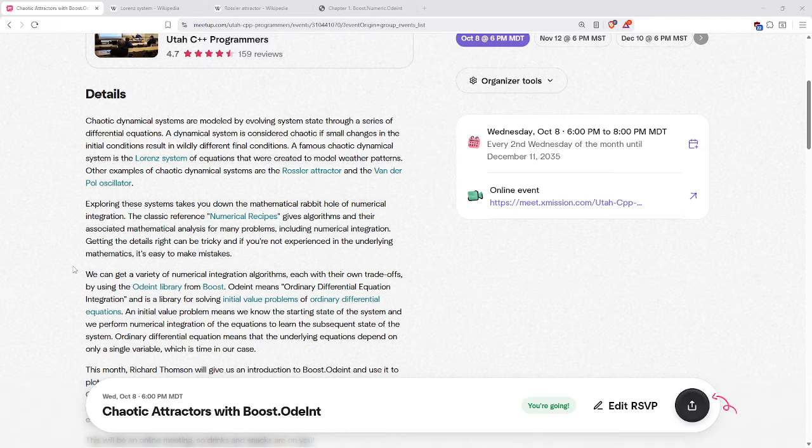But the motivating use case here is these chaotic attractors. The Lorenz system is one. This is a series of equations that was created to model weather patterns. You might have heard of this so-called butterfly effect, which is a hallmark of chaotic systems. Another example is the Rossler attractor, and there's also an example from electronic circuits of the van der Pol oscillator. We're going to be taking a look at the Lorenz system and the Rossler attractor in this little talk.